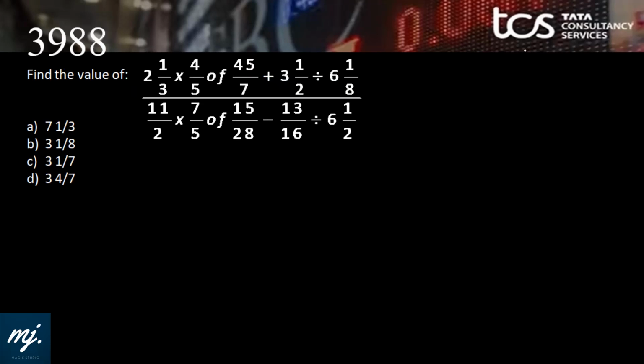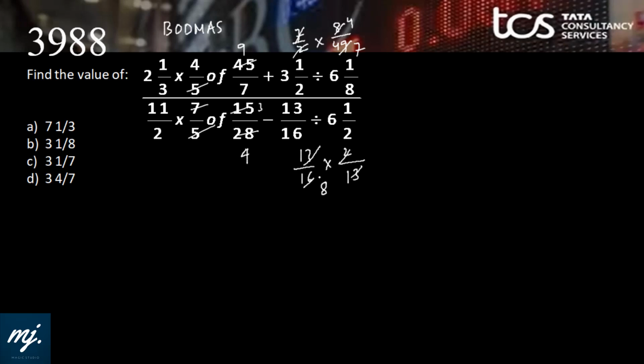Okay, again a question from simplification, and we know the rule. We'll follow BODMAS. First is off. Let us cancel this 9, and here also it will go 3, and this will be 4. Then we have divide. So this is 6 and 1. 7 by 2 into 8 by 48 plus 1 is 49. So this will be 4 by 7. This is 13 by 16 into 2 by 12 plus 1 is 13, gone. This is 1 by 8.